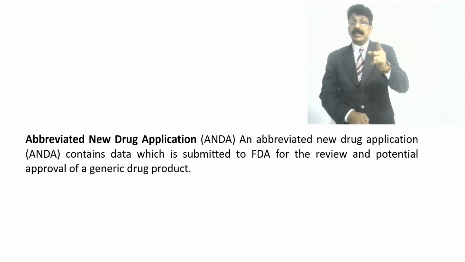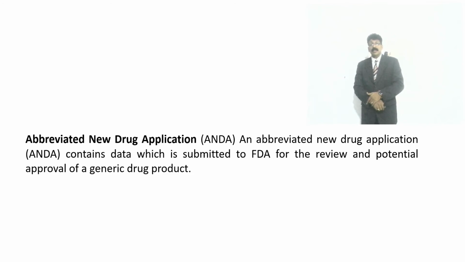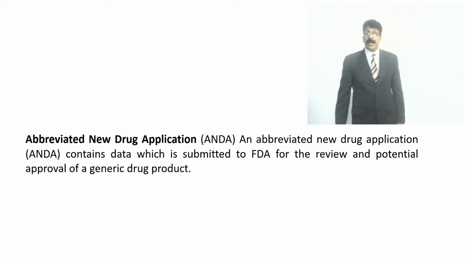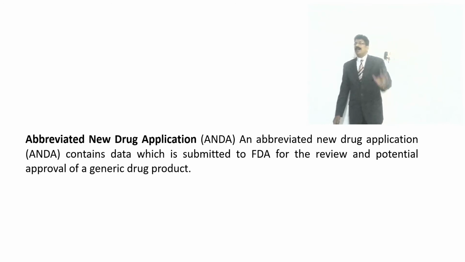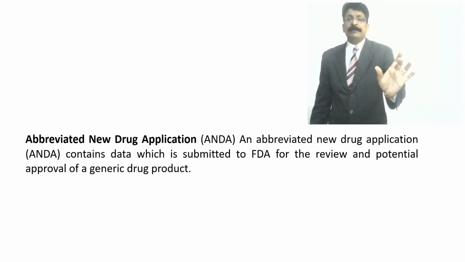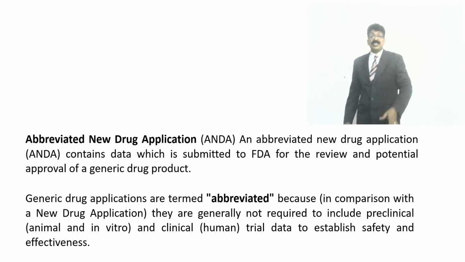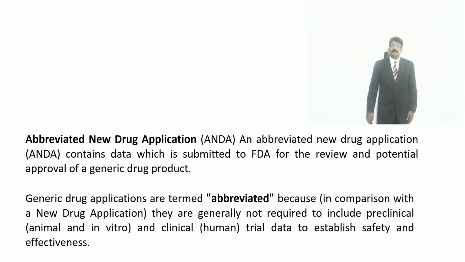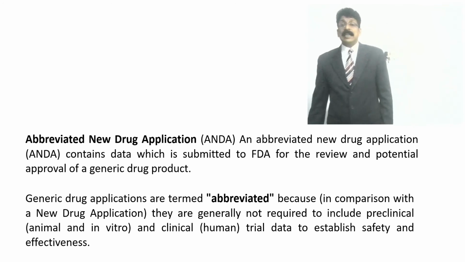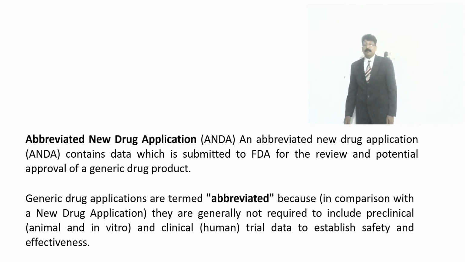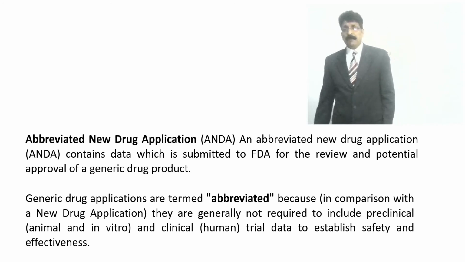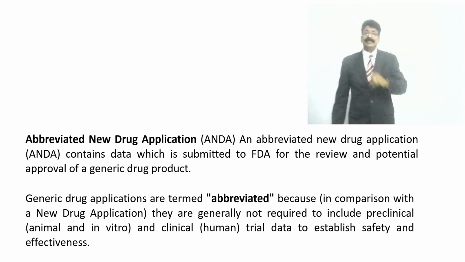So an abbreviated new drug application contains data submitted to the FDA for the review and potential approval of generic drug products. No specific trade name is given by the company. Why is a generic drug application termed abbreviated? Because in comparison with the new drug application, they are generally not required to include preclinical data like animal studies and in vitro studies, or clinical human trial data to establish safety and effectiveness. So that is the difference for the generic.